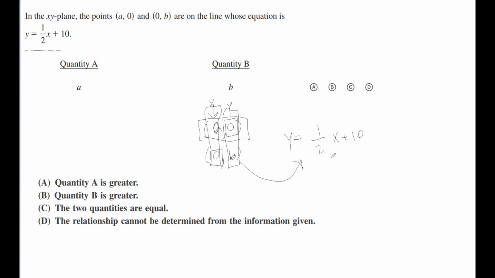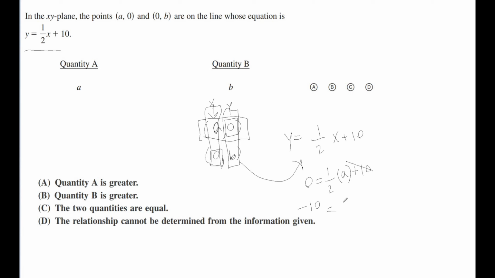Let's plug a into x, so you get y is equal to 1/2. Sorry, we're going to plug 0 in for y, so you plug in what you know. That's what we're going to do. And we get 0 is equal to 1/2 of a plus 10. Alright, so that gives us this function right here. So then we subtract 10 over here from both sides.